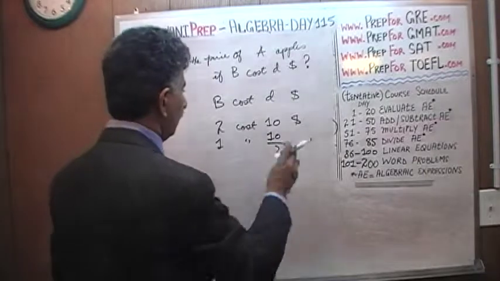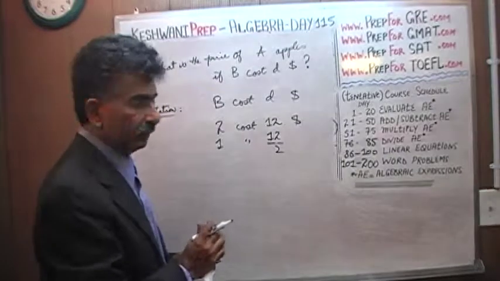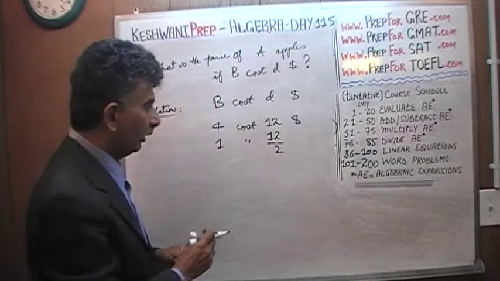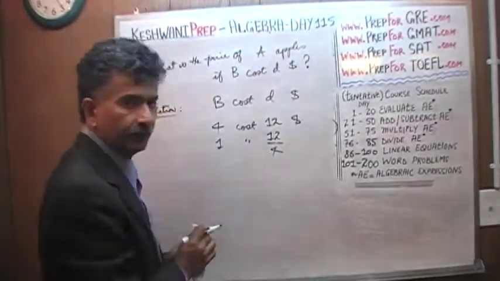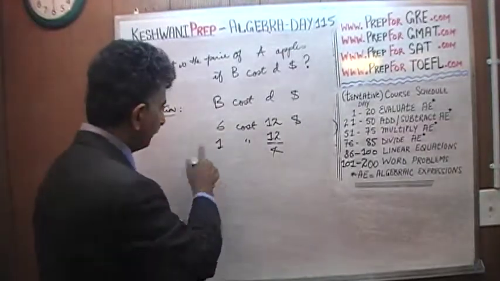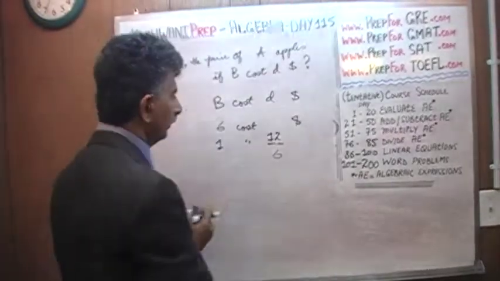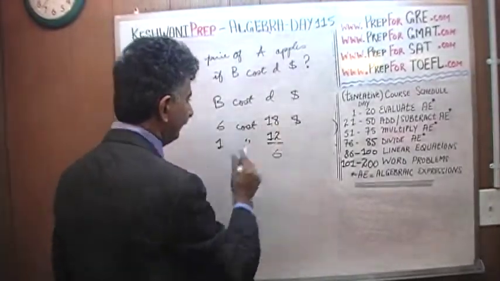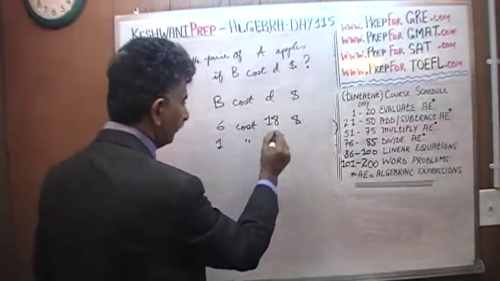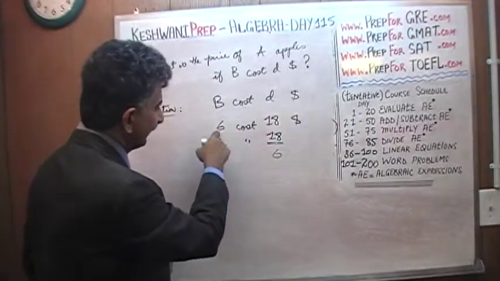If 2 costs $12, how much should 1 cost? 12 over 2. If 4 costs $12, how much does 1 cost? 12 over 4. If 6 costs $12, how much does 1 cost? 12 over 6. If 6 costs $18, how much should 1 cost? 18 over 6. And so forth. That 18 is your D, and that 6 is your B.